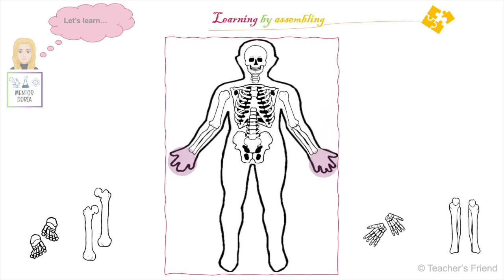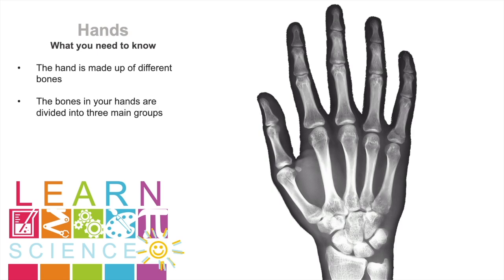Which bone do you think goes here, inside our hands? 3, 2, 1. Correct, it's these bones over here. Many bones make up your hands. Do you know how many bones are in each of your hands? Have a guess if you're not too sure. The answer is 27. There are 27 bones in each of your hands. These bones are divided into 3 main groups.